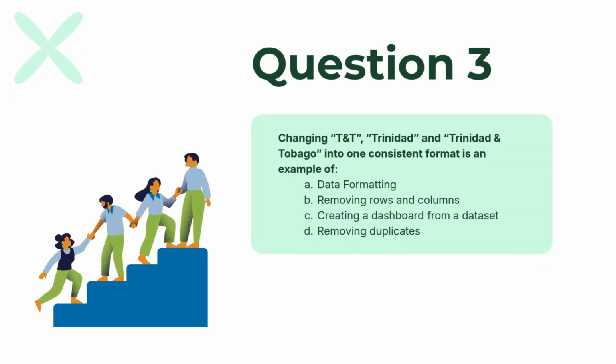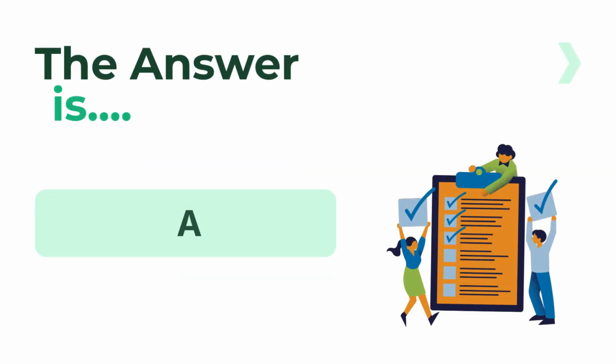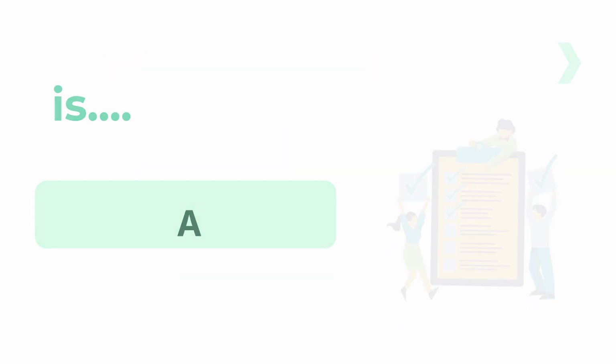Question 3. Changing TNT, Trinidad, and Trinidad and Tobago into one consistent format is an example of A. Data formatting. B. Removing rows and columns. C. Creating a dashboard from a dataset. Or D. Removing duplicates. The answer is A. Data formatting.